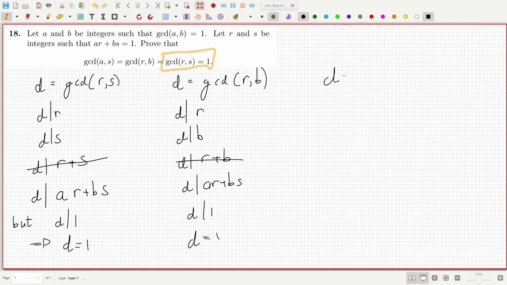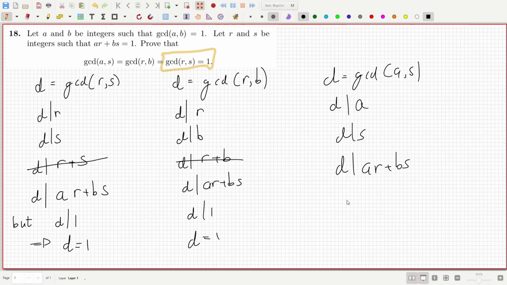And likewise, D equals GCD of A and S. So there's a D there. Exists a D then that divides A. There's a D divides S, and there's a D that would certainly divide a linear sum of the two, but that linear sum is 1, so that means D equals 1.